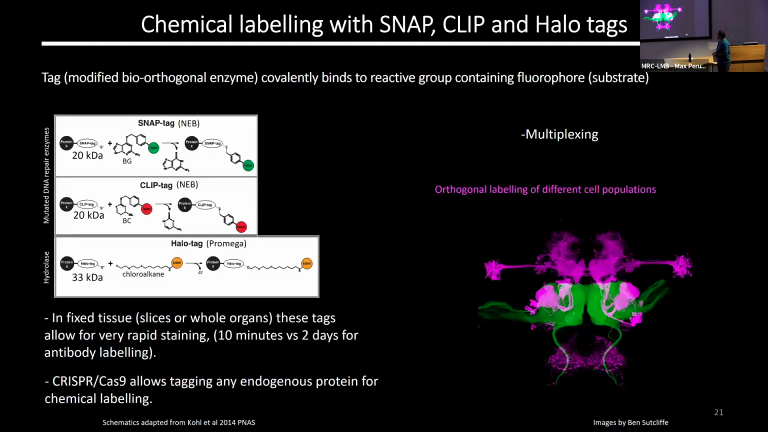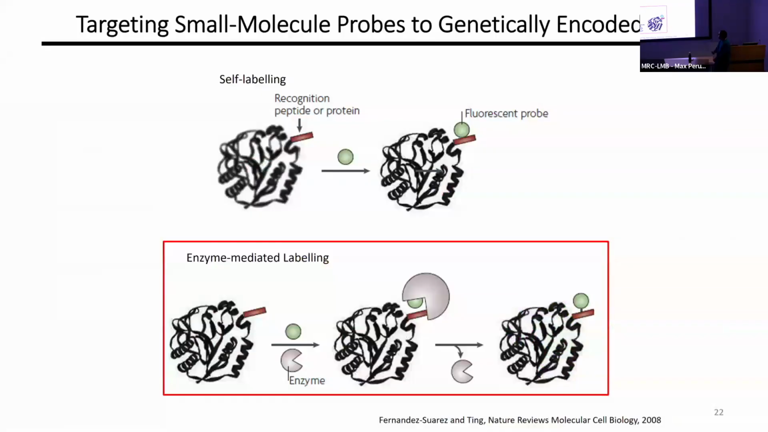On the other hand, you also have these kinds of tags, the SNAP, the CLIP, and the Halo. And it's basically, once again, a tag that has a compound that binds to it, and then you produce fluorescence. So you can have different types of tags and bind these different compounds and have different structures being labeled inside a cell. So for example, here you have a Drosophila neuron, Drosophila brain, with two different colors.